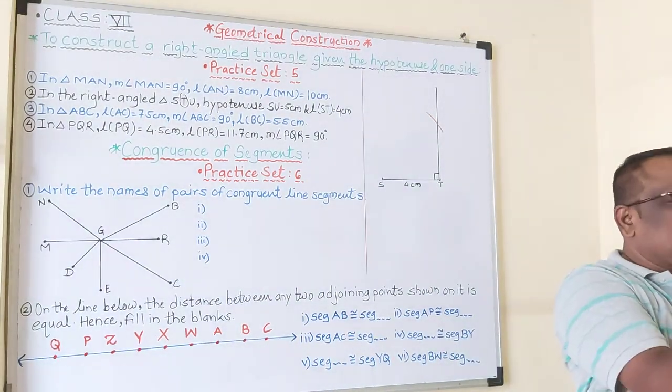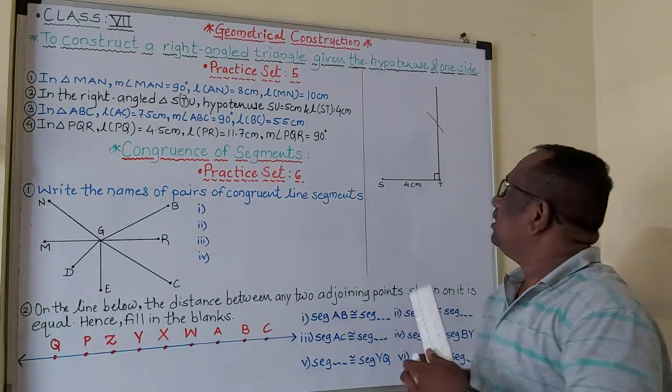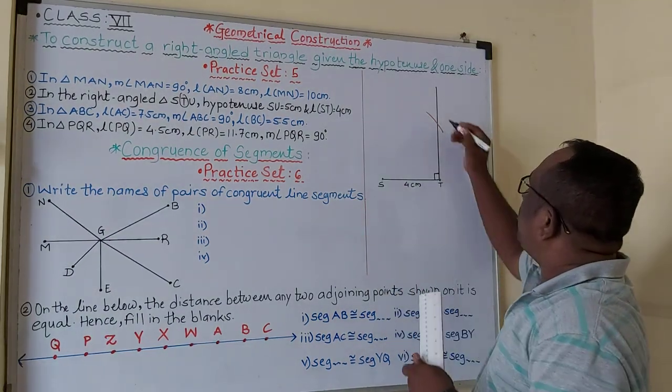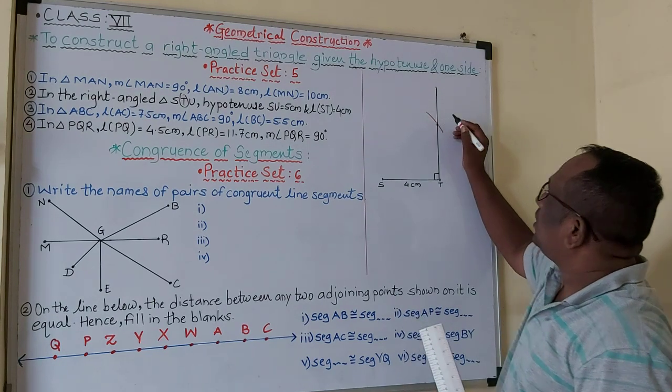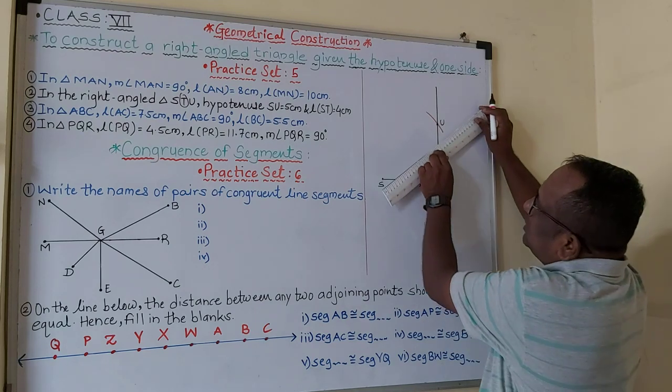Now, students, we will join this. Here we got our point, the intersection of this arc. This is U. Now we will join SU.